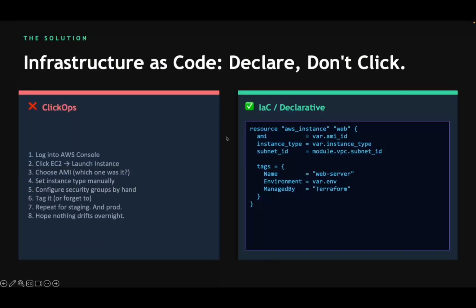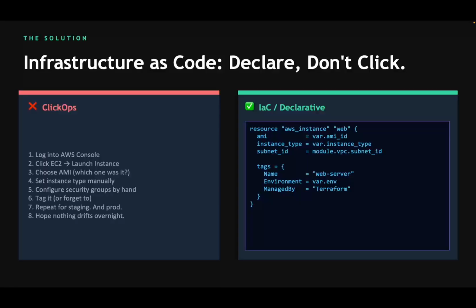So what's the alternative? Of course, infrastructure as code. And the keyword here is not code, it's about being declarative. On the left side, we can see ClickOps, where we tell AWS, or whatever the cloud provider is, what to do step by step. Log in here, set this, repeat for staging, repeat for production, and hope that nothing drifts. The problem is that each of those steps is ephemeral. The moment you close the browser, the knowledge is gone.